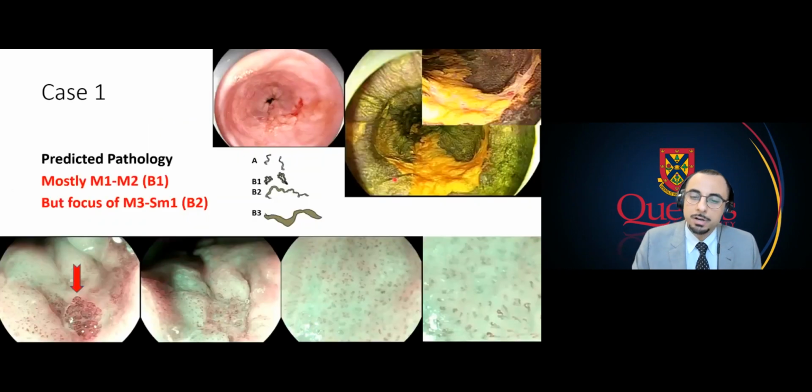So based on our examination in this particular case and the examination of the vessels, there are different classifications we can use with magnifying endoscopy that allow us to predict the histology. And based on what we found, we thought it was a superficial carcinoma, so M1, M2, which I'll show you in a second exactly what that means. But this abnormal area, we thought maybe it was a bit deeper based on the classifications that we have.